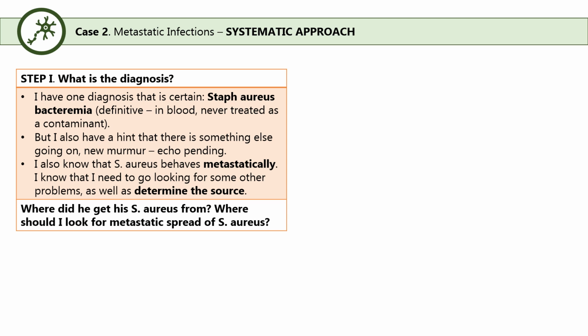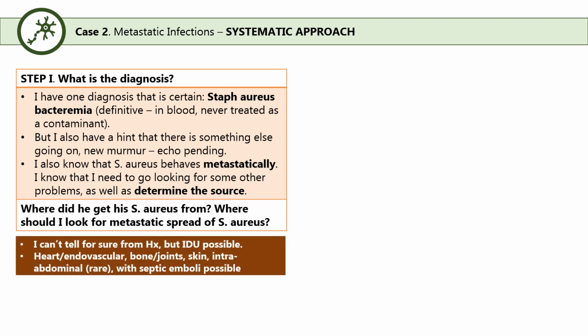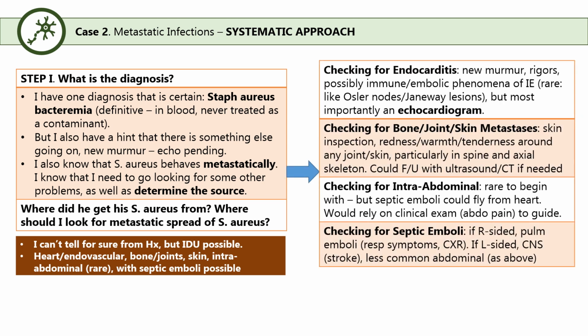I can't tell for sure from the history, but I suspect injection drug use to be the source. For spread, I know that Staph aureus often spreads to the heart, the bones and joints, and commonly forms septic emboli we need to look for in cases of endocarditis. But what should I look for specifically if I suspect these sites? For endocarditis, I'm looking for clinical features of endocarditis like the immunologic features and symptomatic features, but most importantly, I need to see the results of our echocardiogram.